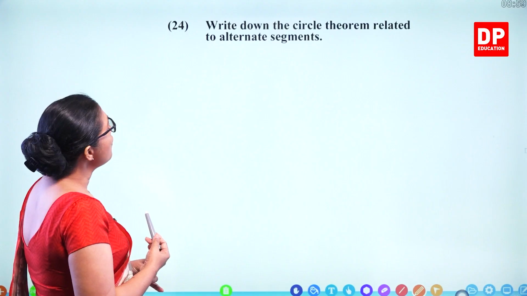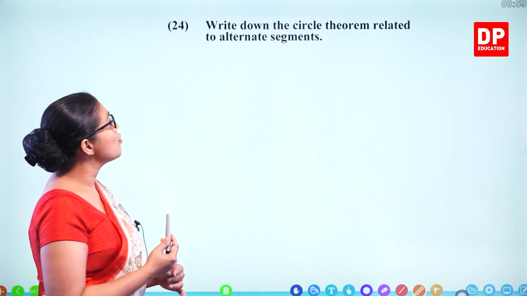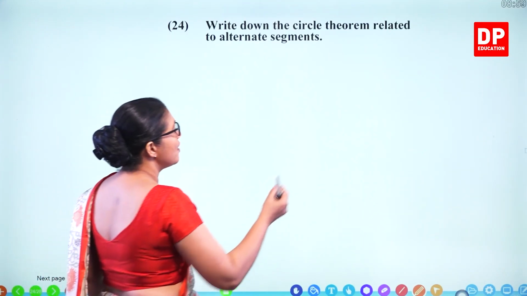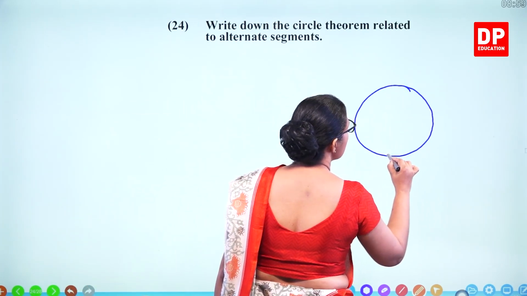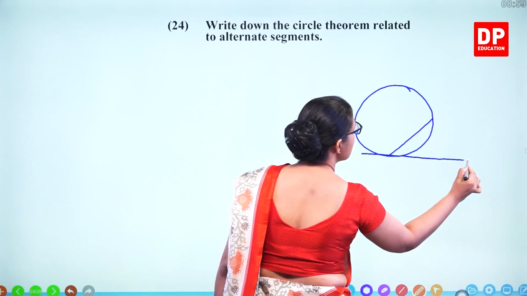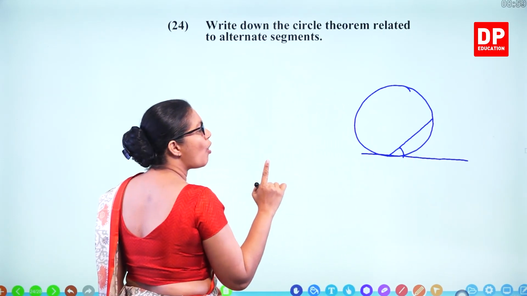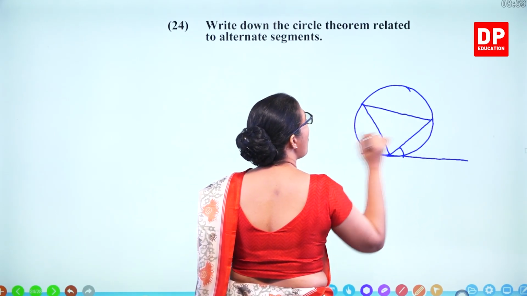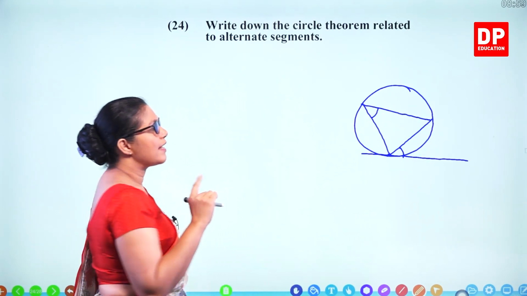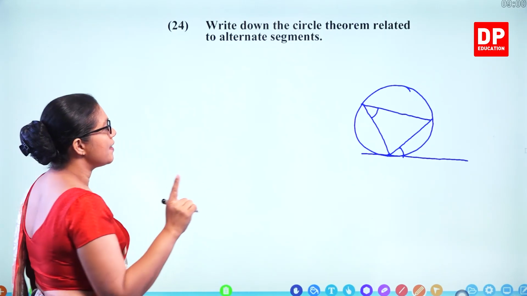Question number 24. Write down the circle theorem related to the alternate segment theorem. What it says in the alternate segment theorem is, if there's a chord and a tangent, the angle between the chord and the tangent is equal to the angle in the alternate segment. So that's the alternate segment theorem.